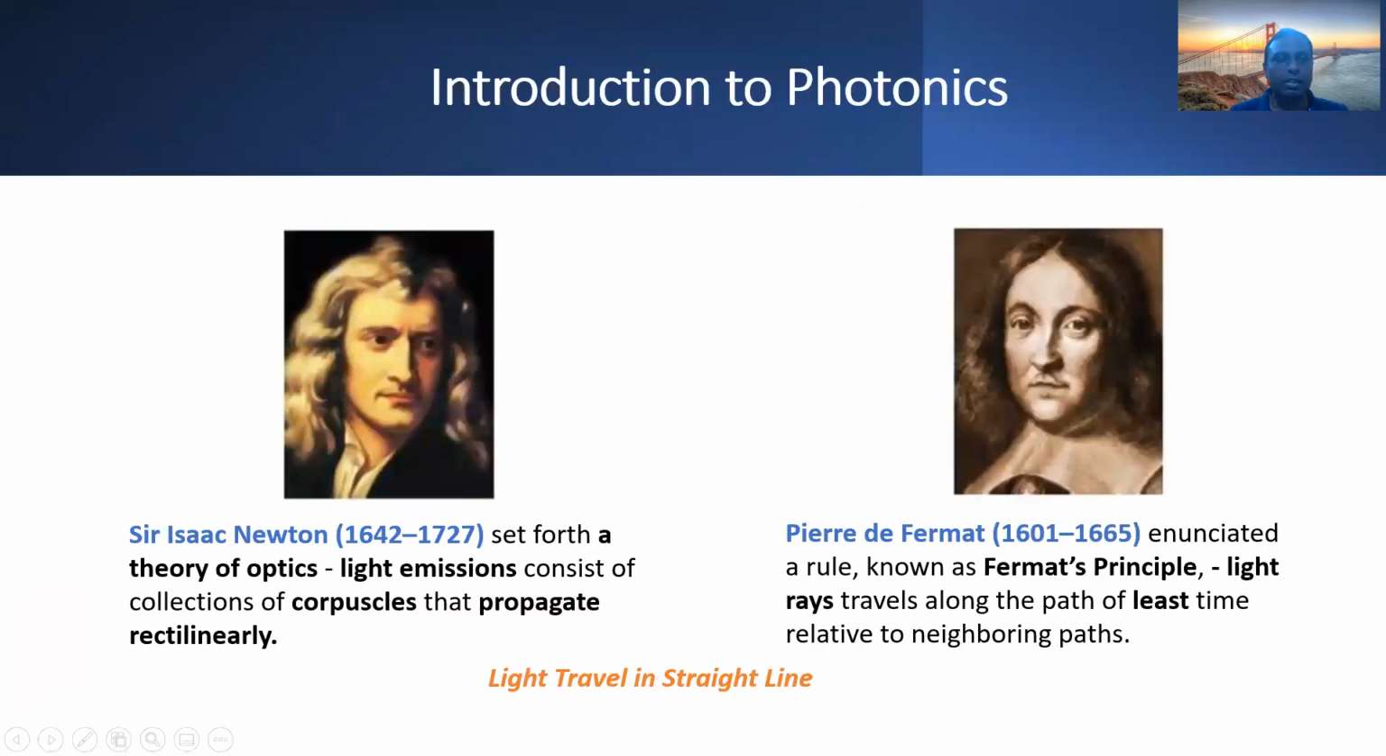On the introduction, let's look into the inventors. Start with Newton. He had set forth a theory of optics that stated light emission consists of a collection of corpuscles that propagate rectilinearly. And Fermat enunciated a rule known as Fermat's principle: light rays travel along the path of least time relative to neighboring paths. He also mentioned that light travels in a straight line.